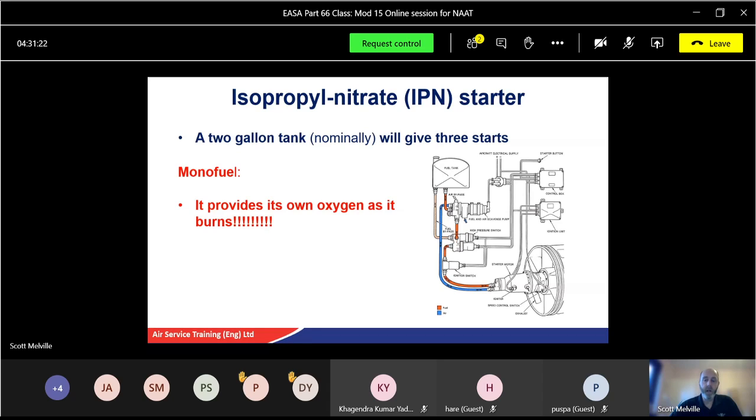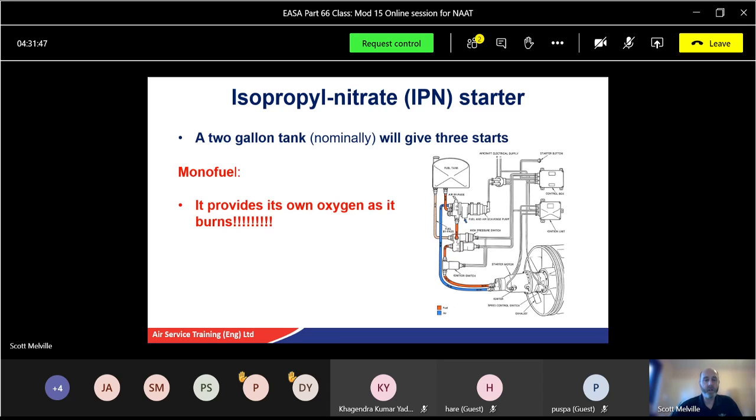Okay, IPN combustion chamber requires no air inlet because it's a monofuel and it burns itself. Careless handling will cause fires and it cannot be extinguished. All that can be done is to cover the fire and let it burn itself out. So very, very dangerous. If it gets on your skin, it'll pass straight through it and into the bloodstream, and that'll give you a very, very sore head, etc.